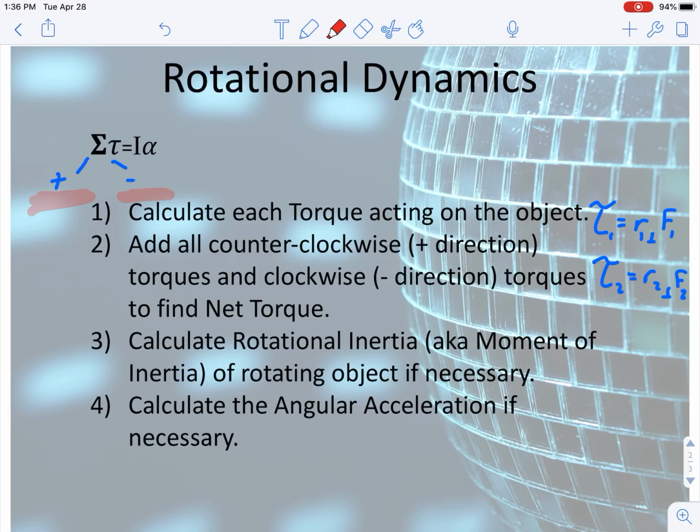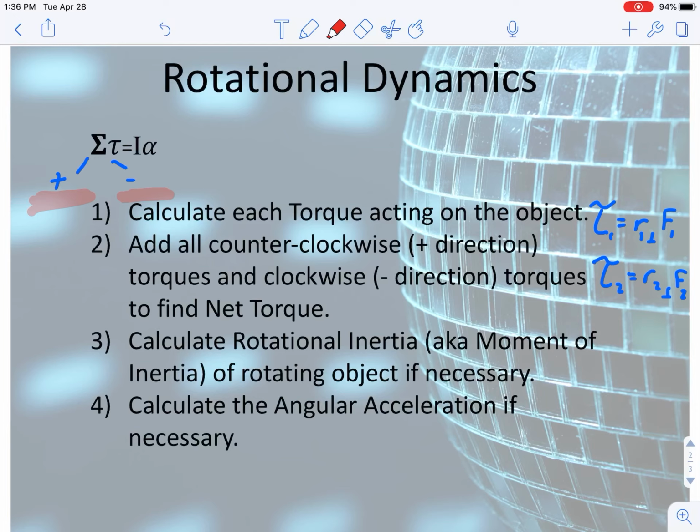As a side note, in your MP, there's a problem where you're going to have to do this. They give you a disk. Any disk is going to be considered a solid cylinder. Remember, the height of the cylinder doesn't matter when you're doing rotational inertia calculations, so the height of the disk won't matter, but you will need to use the formula I for the disk equals 1/2 mr squared. Once you get that calculation, you can plug it in for I.